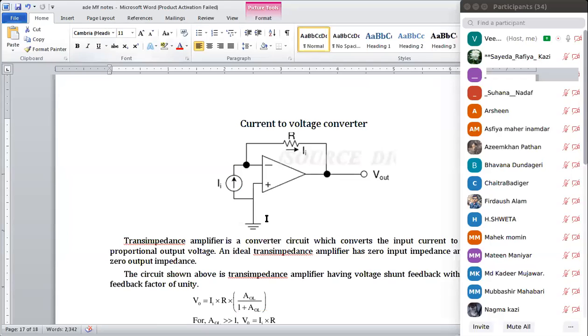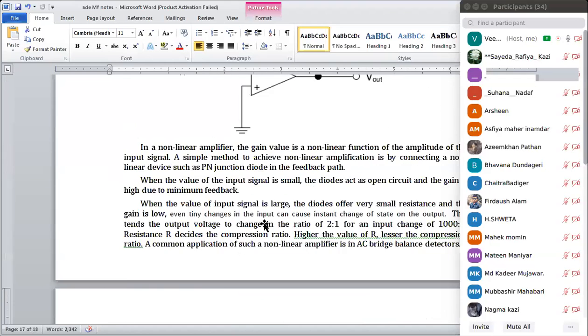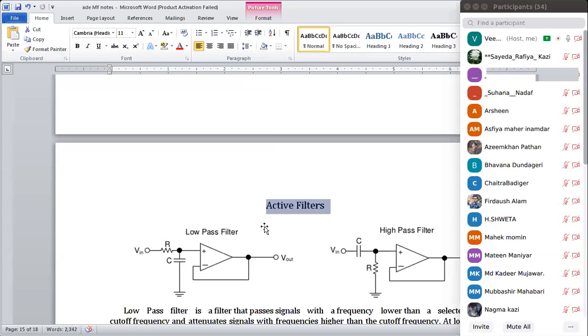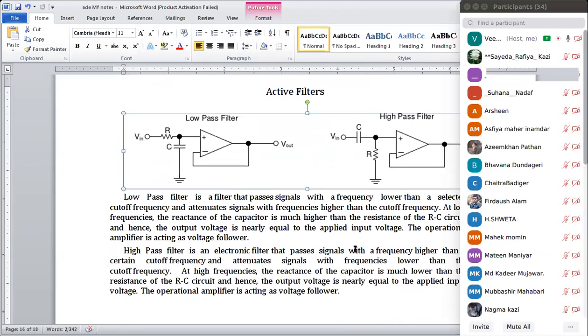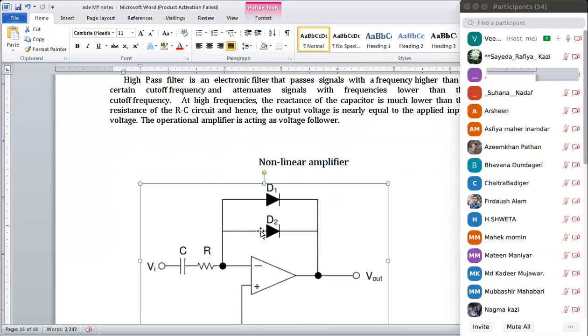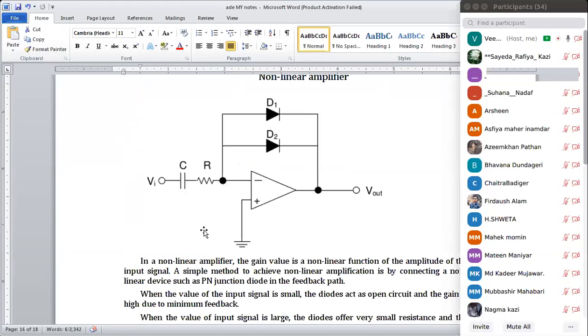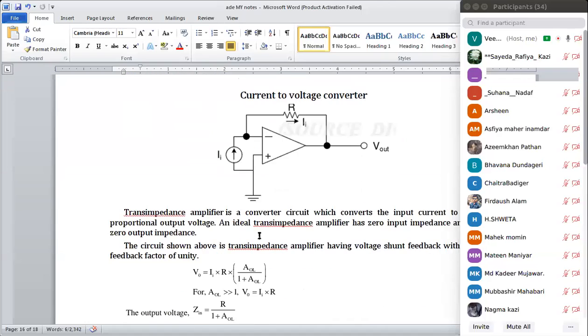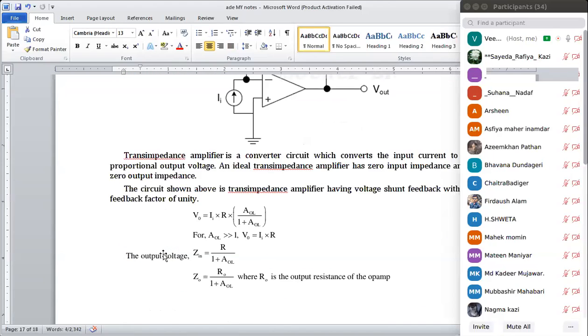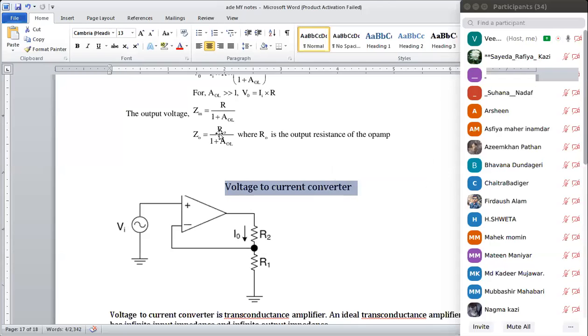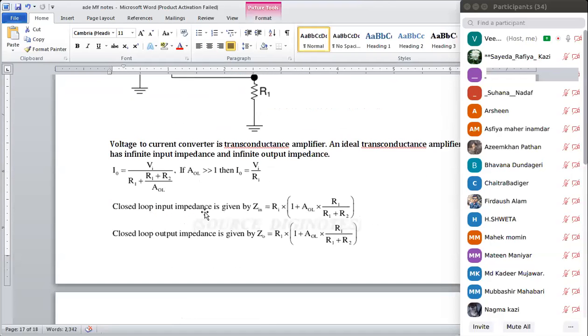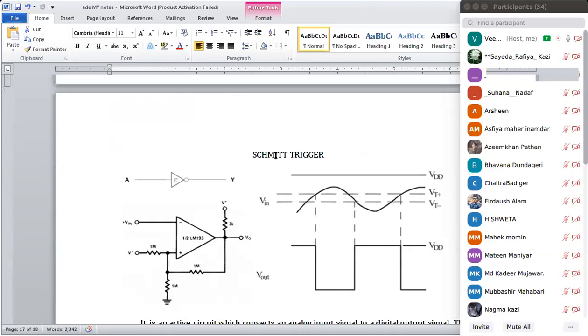Okay, so this is regarding today's class. We have seen active filters, two types: low pass and high pass filters, very simple circuits. Then a non-linearity amplifier and its application in AC bridges, and how this circuit generates a non-linearity between the input and output. And then the current to voltage converter and the voltage to current converter with simple equations. Okay, we'll continue in the next class.